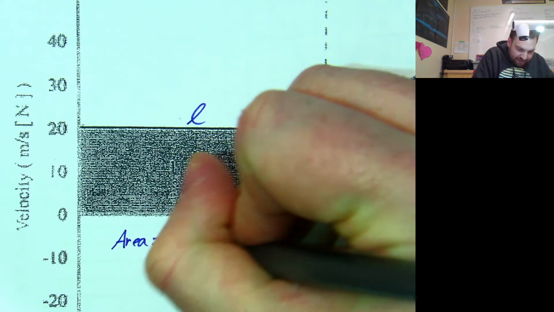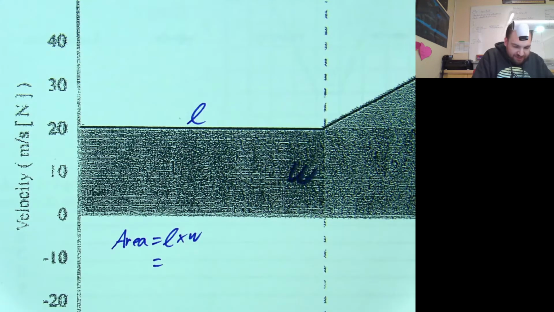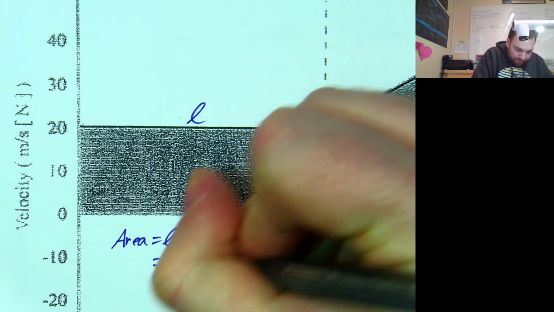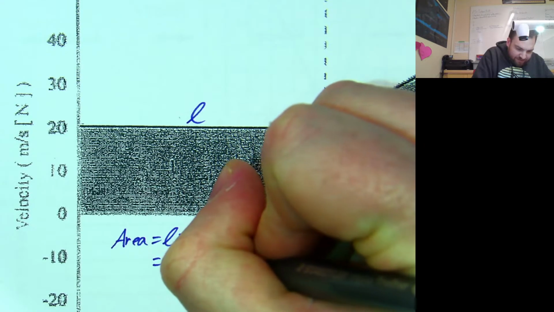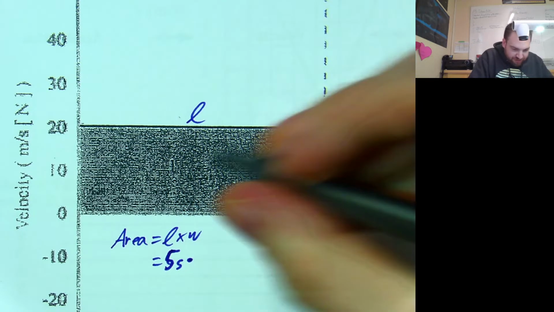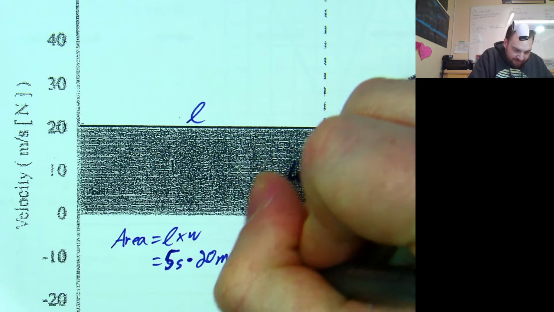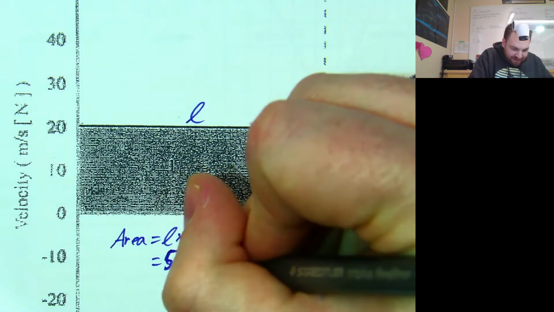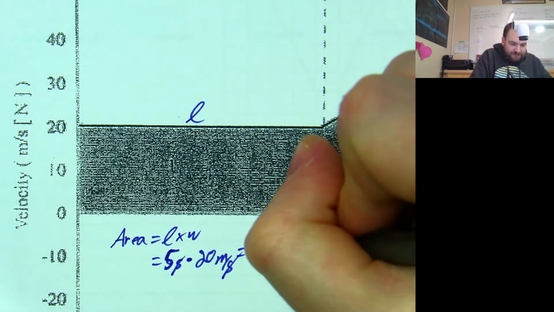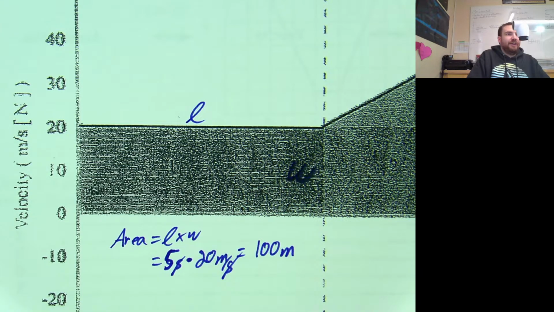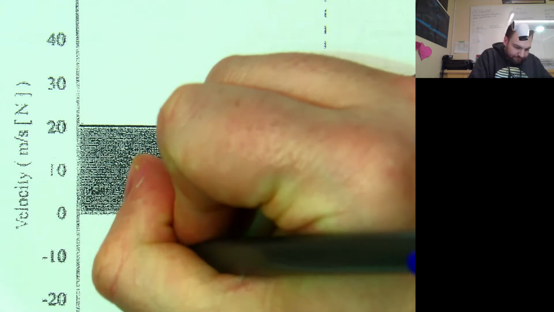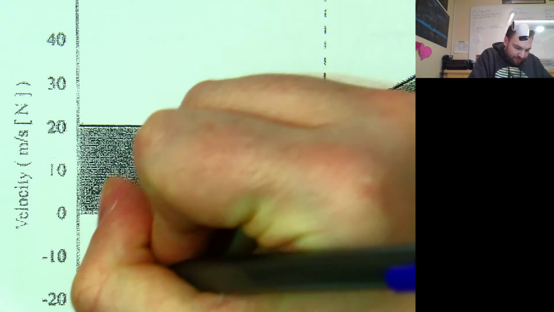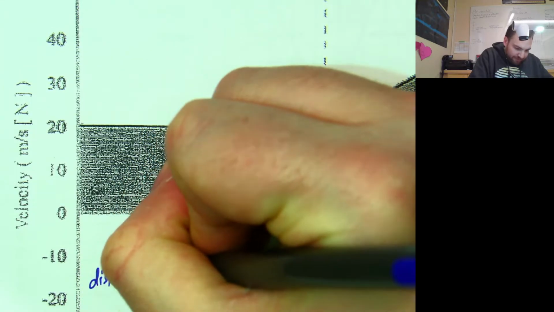Area equals length times width. Well, my length, that's just time, 5 seconds, times my width, well, that's just 20 meters per second. 5 times 20 is 100. My seconds cancel out, so I'm left with meters. So what then must my area be? Well, it's got to be displacement, because that's the only thing we measure in meters. This then must be our displacement.